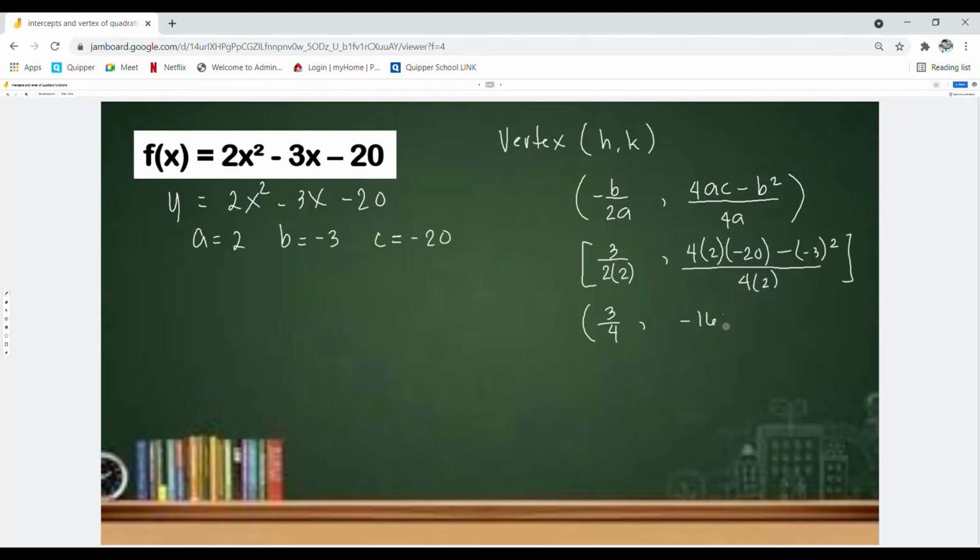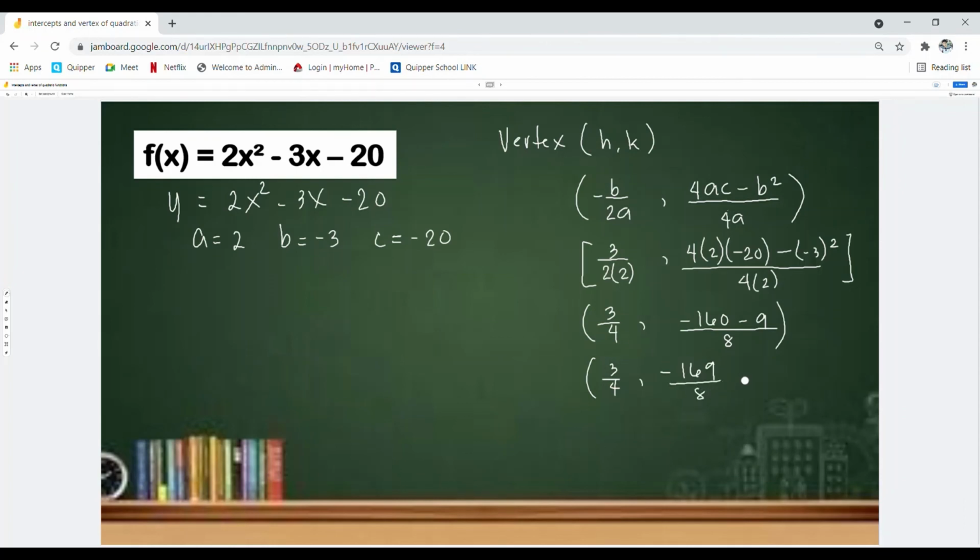Then it's negative 3 squared. It becomes positive, a positive 9, but there's a negative outside, so it's a minus 9 over 8. So the final answer for h is 3/4, and for k you have negative 169 over 8.